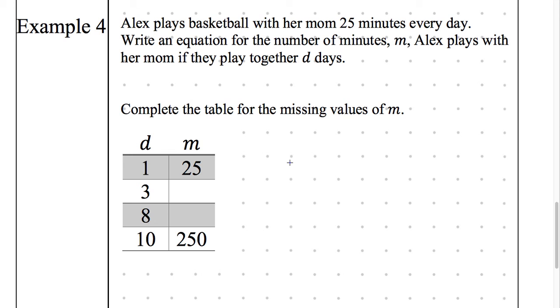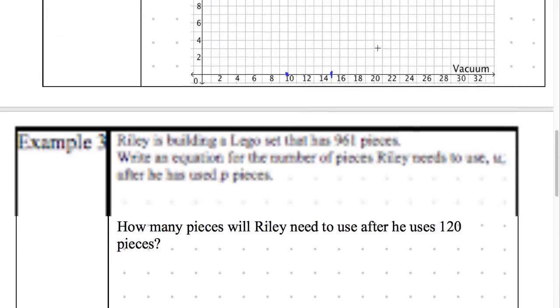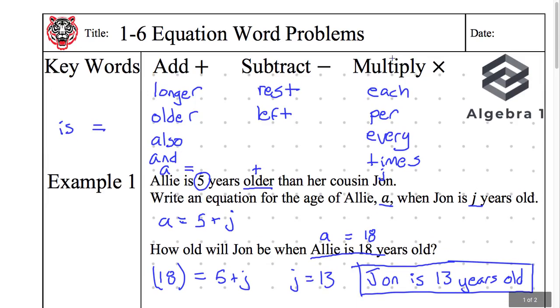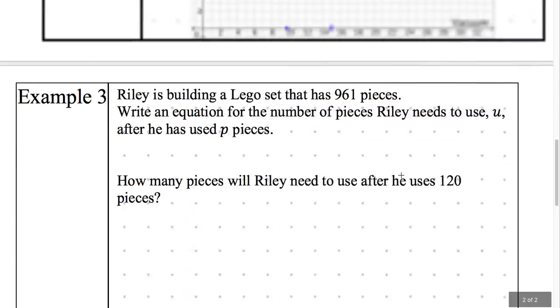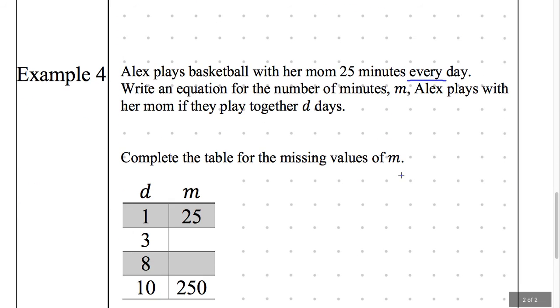All right, perfect. Well said. All right, playing basketball. And you see the key word here is every day. And we come back up here, we say every goes in the multiply column. Cool, all right? So we know what operation we're doing. We have these two variables, m and d. Somehow we're gonna use this 25. What is our equation? This is gonna be a 50 XP one.